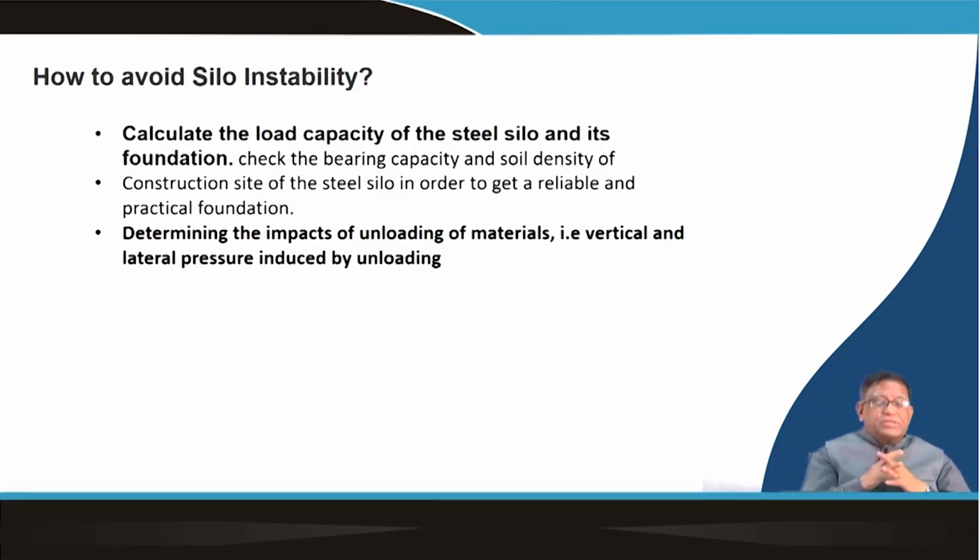Now, to avoid silo instability at the time of designing, you must calculate the load capacity of the steel silo and its foundation. That is, the total load and the resistance of the foundation should be balanced. If there is an imbalance, it could lead to instability. Then the construction site of the steel silo is very important, in order to get a reliable and practical foundation. Determining the impacts of unloading of materials, that is, the vertical and lateral pressure on the wall, also needs to be done.